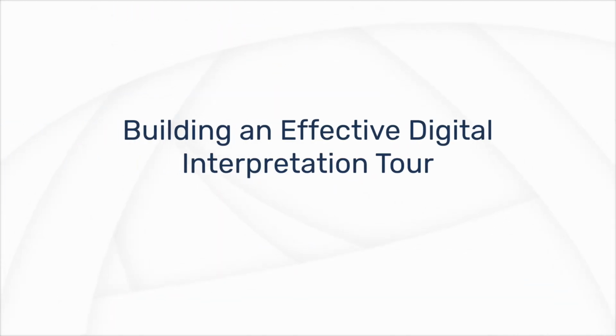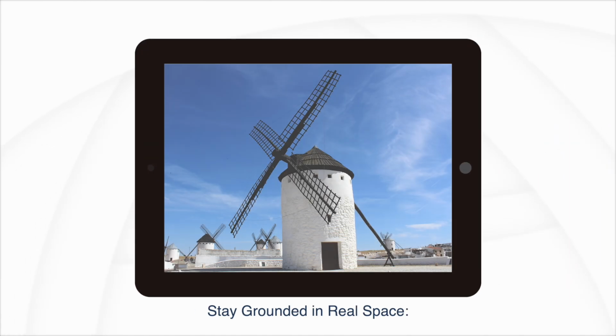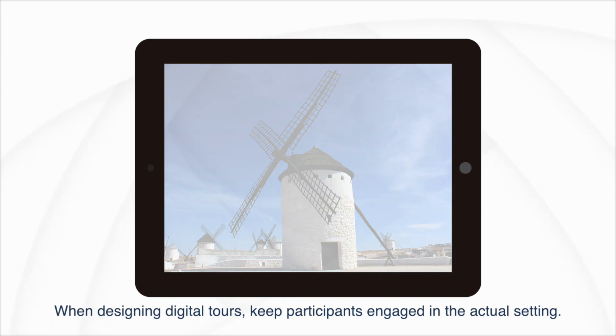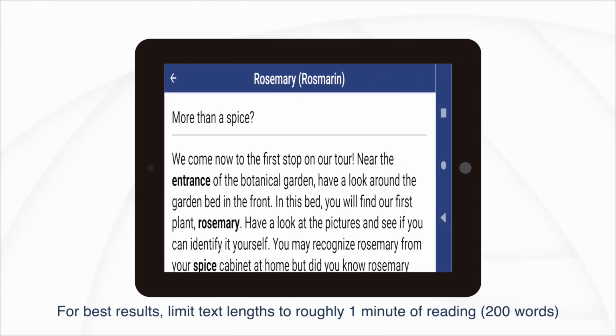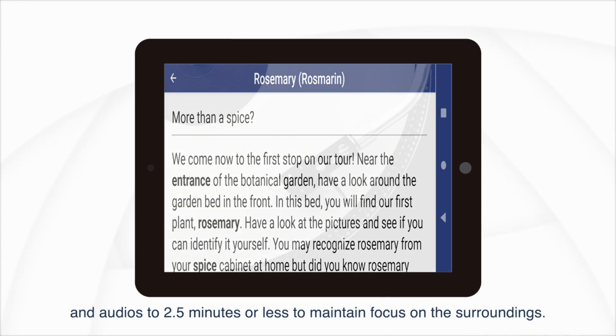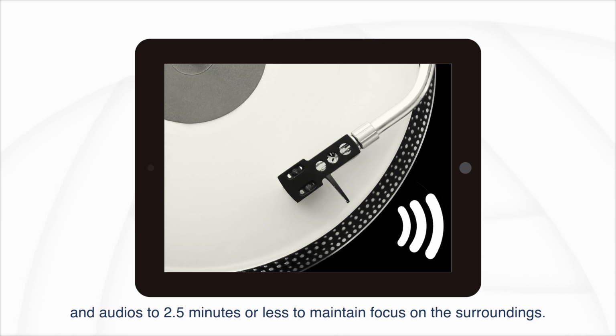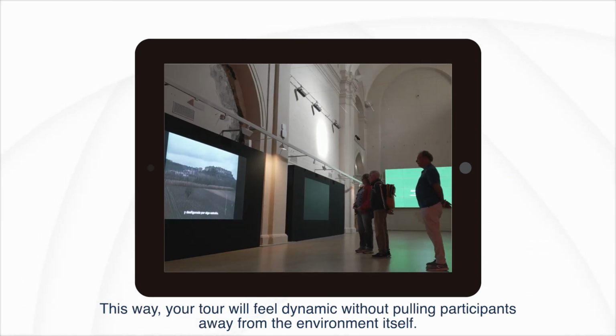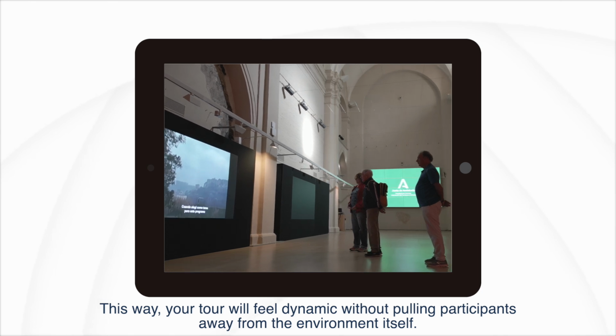How to build an effective digital interpretation tour. Stay grounded in real space. When designing digital tours, keep participants engaged in the actual setting. For best results, limit text lengths to roughly 1 minute of reading, about 200 words, and audios to 2.5 minutes or less to maintain focus on the surroundings. This way, your tour will feel dynamic without pulling participants away from the environment itself.